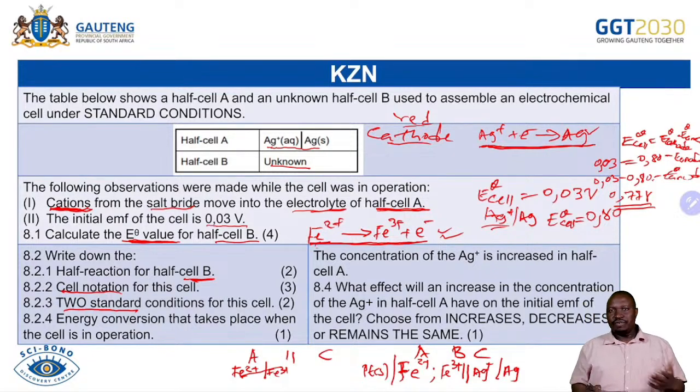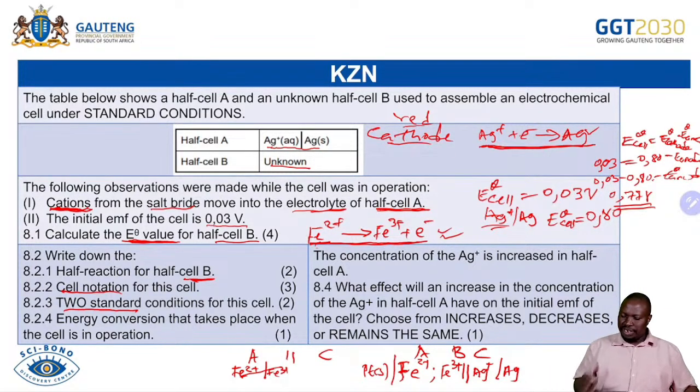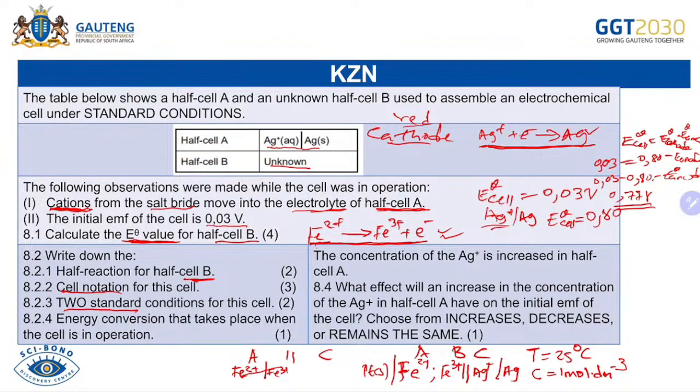So there's no gas here. With aqueous solution and solids, we don't have any gas. So you know definitely that the two standard conditions will be your temperature. You can't just say temperature. You must write it in full and say temperature of 25 degrees Celsius or 298 kelvins, and you will say initial concentration of 1 mole per cubic decimeter. Then you are collecting your 2 marks there for doing that.